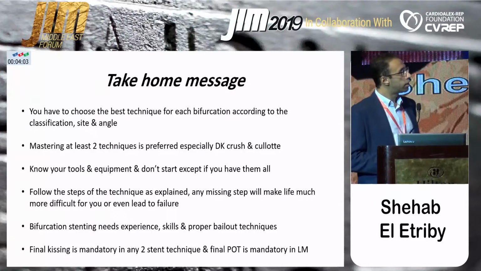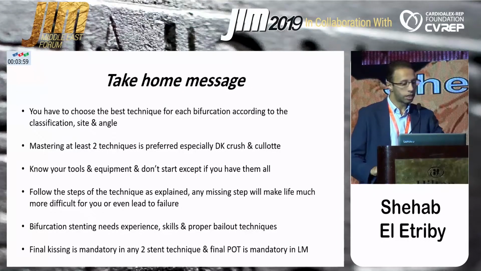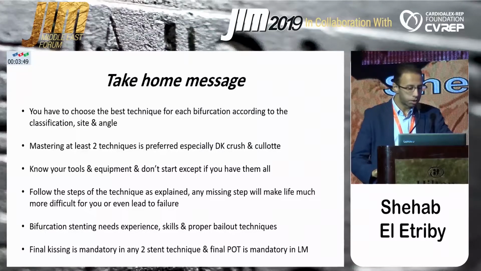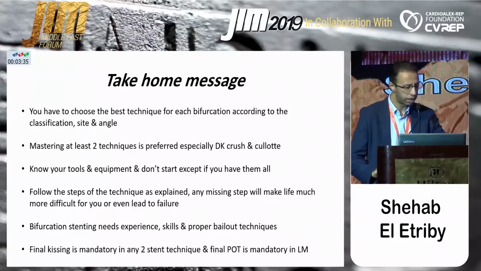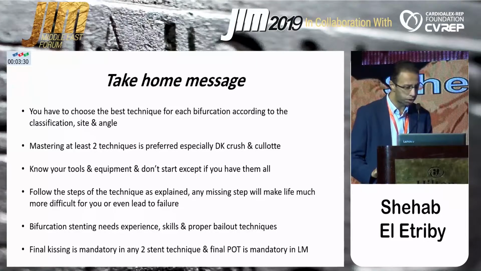So my take-home message is that you have to choose the best technique for each bifurcation according to classification, site, and angle. Mastering at least 2 techniques is preferred, especially DK crush and culotte as bailout. Know your tools and equipment and don't start except if you have them all. Follow the steps of the technique as explained, as any missing step will make it much more difficult or even lead to failure. Bifurcation stenting needs experience, skills, and proper bailout techniques. Final kissing is mandatory in any 2 stent techniques, and final POT is mandatory.